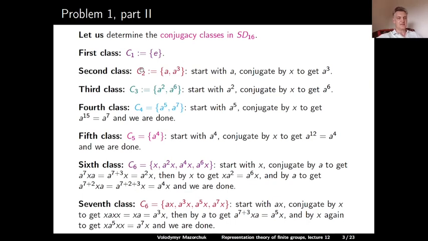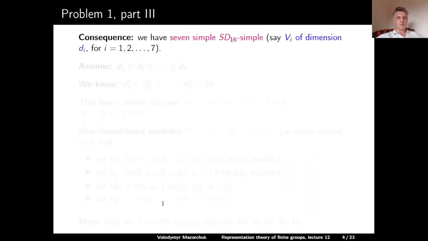This gives us exactly 7 different conjugacy classes. In particular, our general theory says that this group has 7 simple modules. So let's denote the simple modules by V_i, where i is an index from 1 to 7.